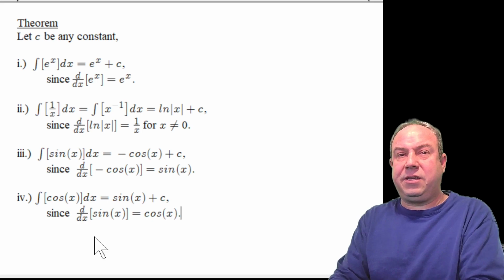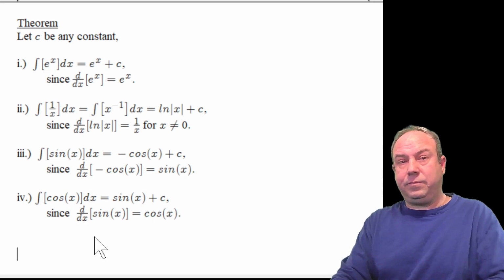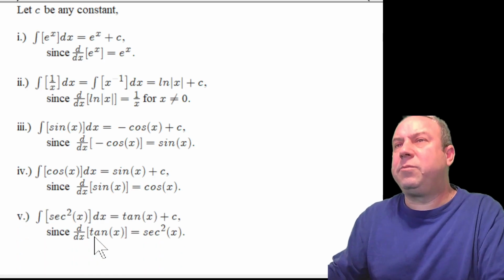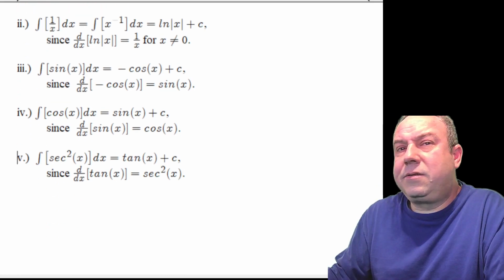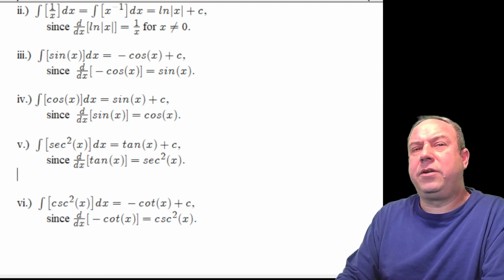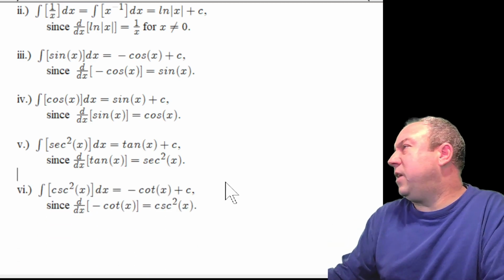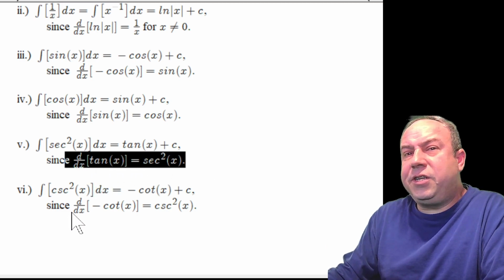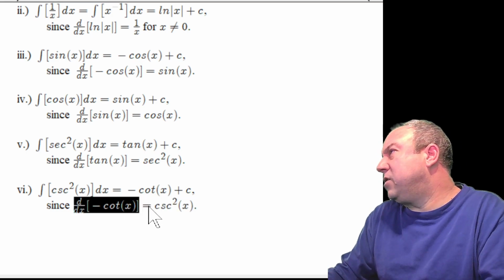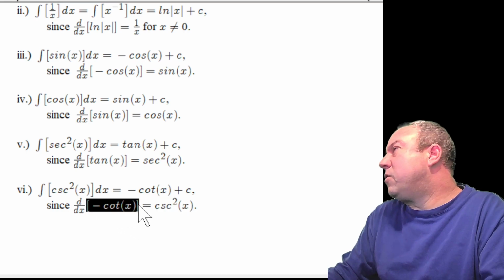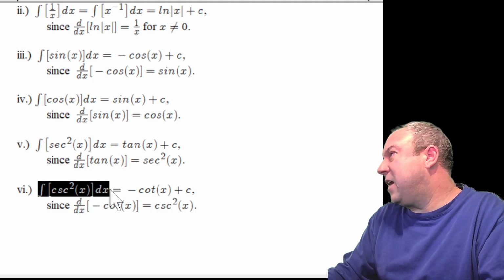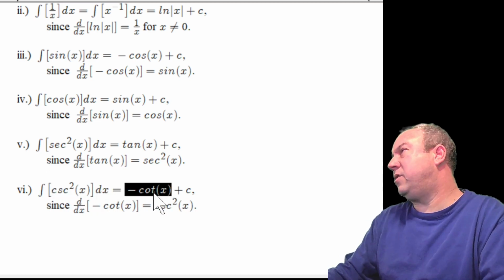All right. If we continue here, we're 4 in, so we have 7 more to go. We have some rules for secant squared and cosecant squared. Again, these are very similar. They develop from our derivative rules for tangent and cotangent of x. The derivative of cotangent of x is opposite cosecant squared, so the derivative of opposite cotangent of x would be cosecant squared. So the antiderivative of cosecant squared x is opposite cotangent of x.